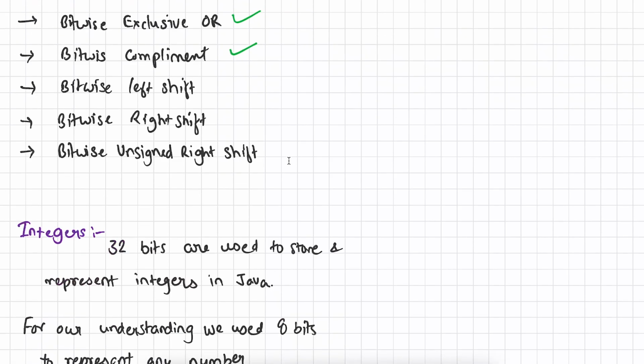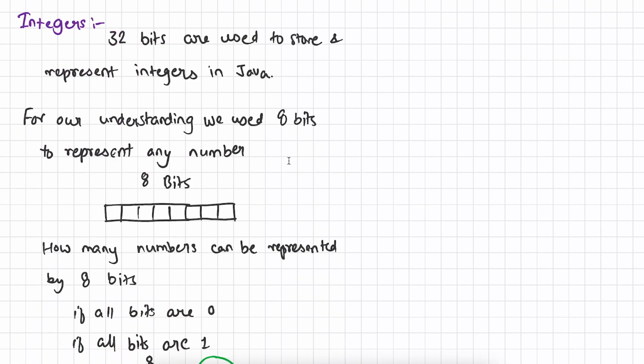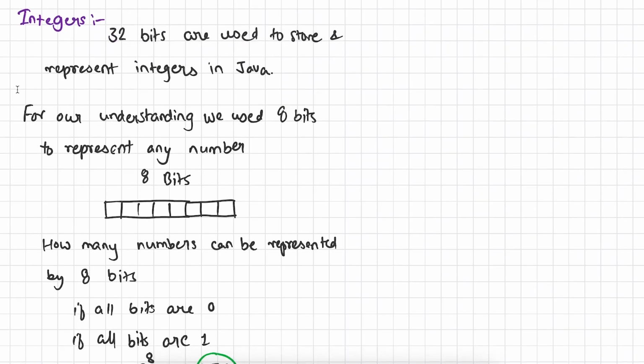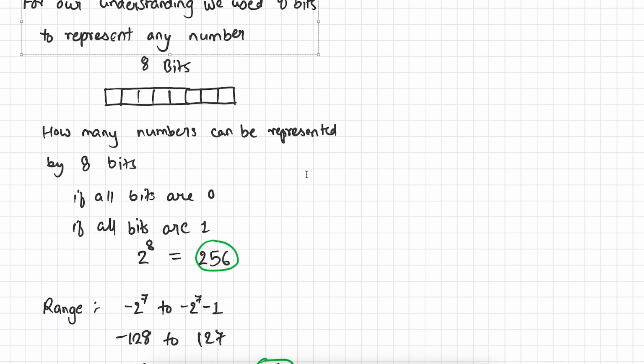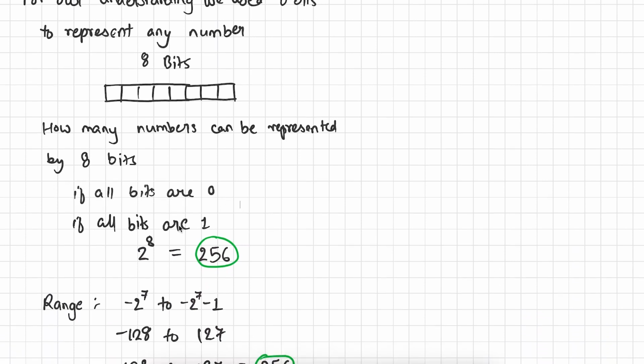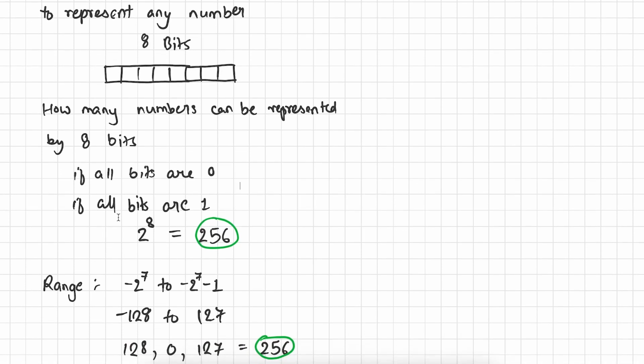Okay, moving on. So before we understand how bitwise operators work, let's understand how integers work. In Java, 32 bits are used to store and represent integers, right? But just for our understanding, in this video we are only going to use 8 bits to represent any number, right? So if I ask you how many numbers are possible with 8 bits, meaning if I set all the bits to 0 till all the bits become 1, how many numbers are possible? It's simple. 2 to the power 8, that is equal to 256. It means 256 numbers are possible if we have 8 bits.